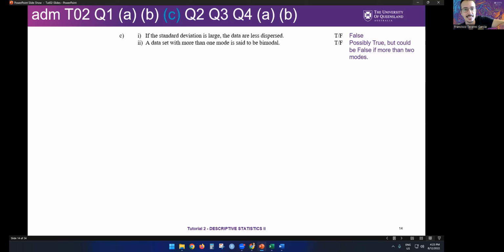Second, a data set with more than one mode is said to be bimodal. You're right if there are 2 modes, but sometimes there are 3, and I think it's trimodal, if I'm not mistaken, from the class. And maybe there are names for other ones. Very rare. It's quite a coincidence to have 2 of the same quantities of the highest frequency of the observations. To have it the same for 2 is already rare. To have the same for 3 is quite a big coincidence. So you rarely see it. But yeah, this is a little bit tricky. It could be false if it's 3 modes.